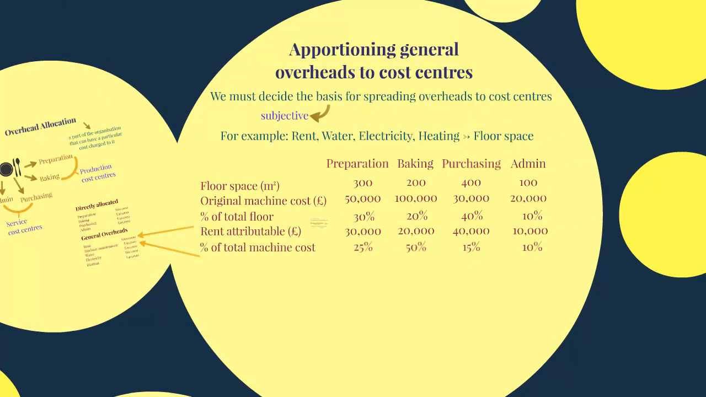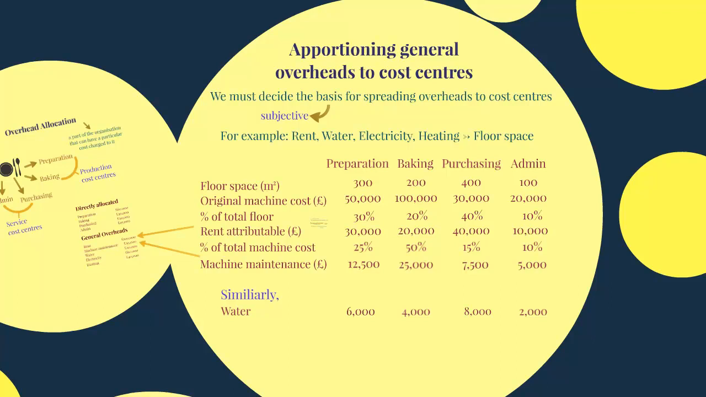And again, as you can see, there is £200,000 worth of original machine costs: £50,000 in preparation, £100,000 for baking, £30,000 for purchasing, and £20,000 for admin. And so again, we use the same system here to give us 25% of the total original machine cost for preparation, 50% for baking, 15% for purchasing, and 10% for admin. So again, we can allocate costs associated with machine maintenance based on these percentages, which gives us 12,500 for preparation, 25,000 for baking, 7,500 for purchasing, and 5,000 for admin.